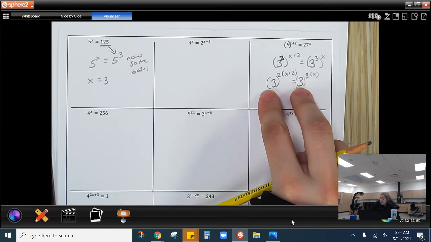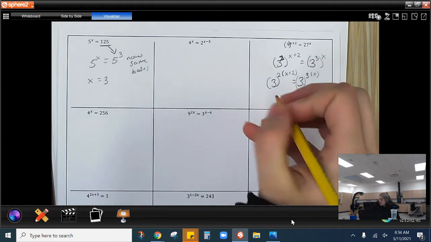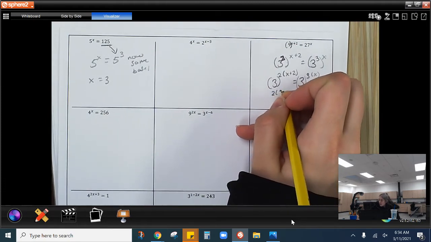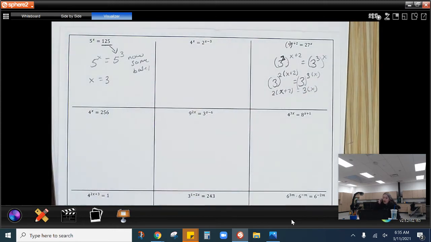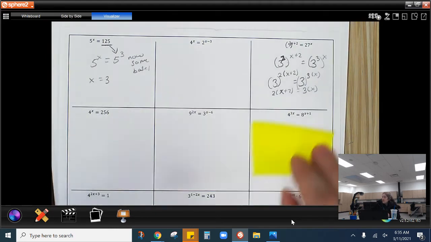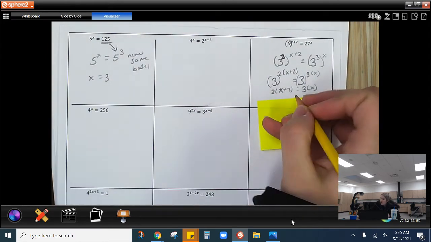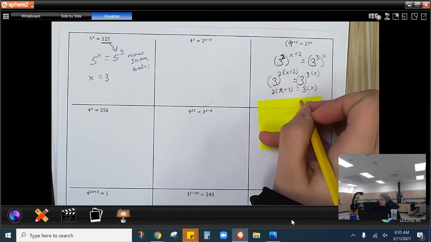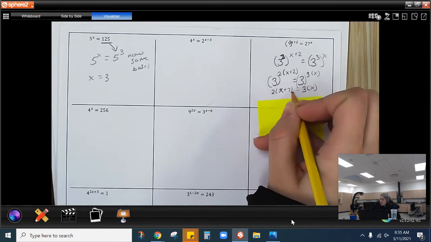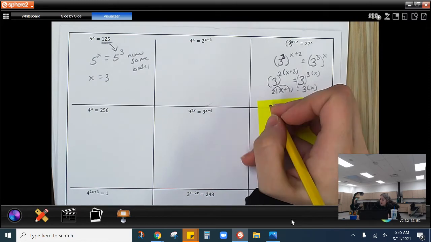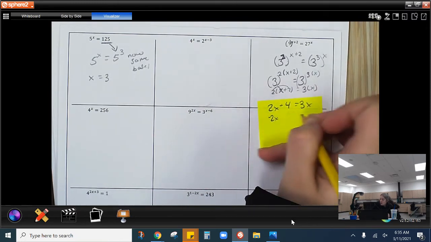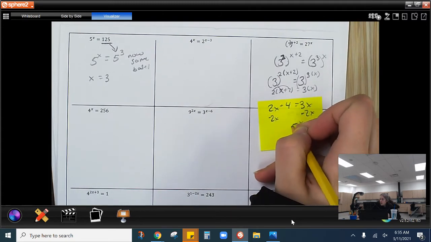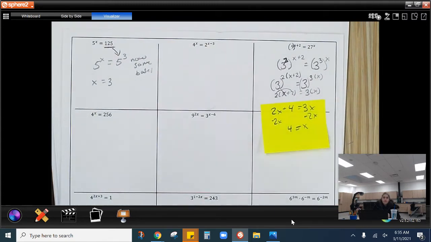So if I look at these, I've got the same base now. So really what I have is 2 times the quantity x plus 2 is equal to 3 times x. And that's really, really important, because I need to distribute that 2 and that 3. Well, on the 3 side, it's pretty easy: 3 distributed to the x is just 3x. On this side, though, it becomes 2 times x, which is 2x, plus 2 times 2, which is 4. So if I subtract 2x on both sides, we end up with x is equal to 4.